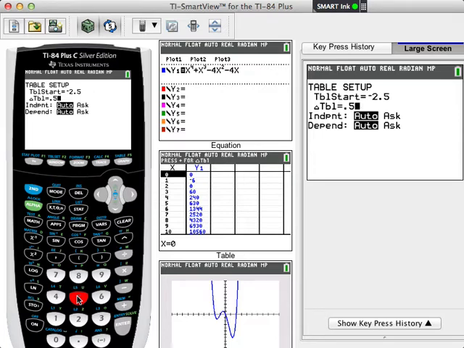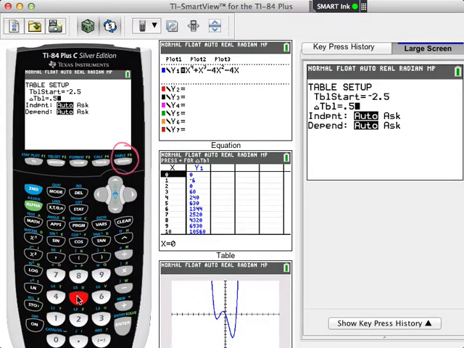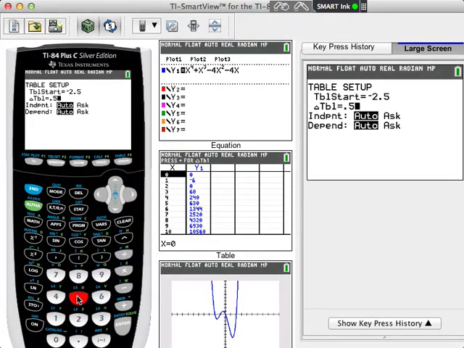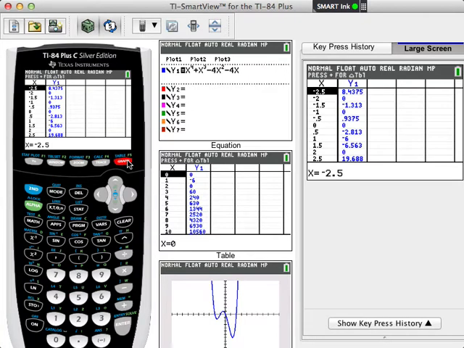Okay, and so now my table is set up. Now, in order to actually get it to my table, it's right above graph. So I would go second graph to get to my table. And look, it gives us all of the values for our table that we need. So I'm just going to go ahead and copy them over. You can take a look at these, but I'm going to copy them over. But they're all listed here.